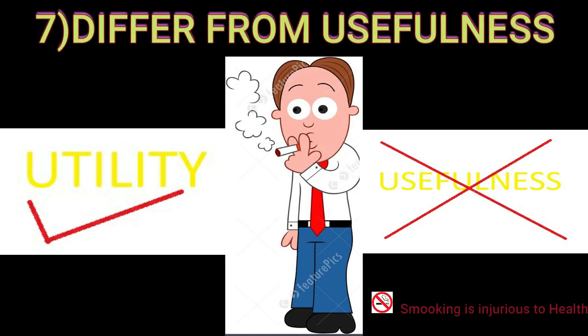Students, we can easily understand this point through an example. As you see in the picture, a smoker can get utility from the cigarette, but as you all know, there is no usefulness of cigarette. Actually, cigarette smoking is injurious to health, so we can say that utility is different from usefulness.